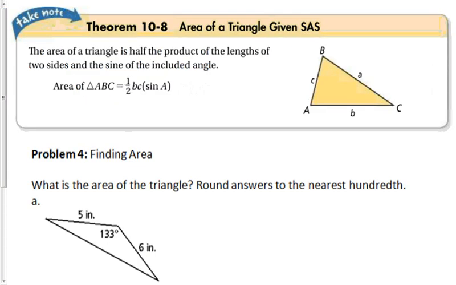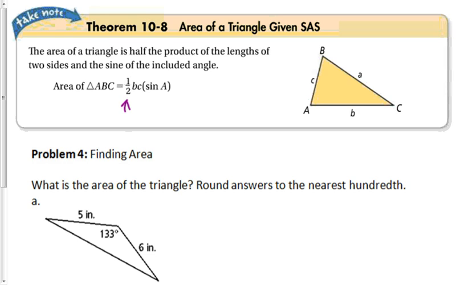Last thing I want to talk about, for the sake of time, is one theorem, which is an awesome, awesome theorem. It's a formula for finding the area of any triangle. You do need to have kind of the side-angle-side type of thing, where you have two sides and an included angle. So the area of a triangle is half the product of two sides times the sine of the included angle.